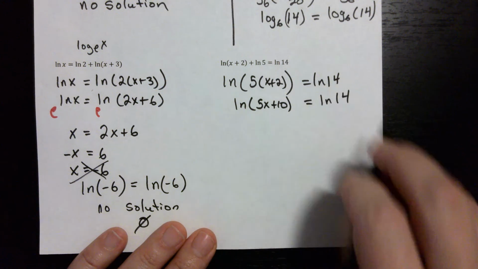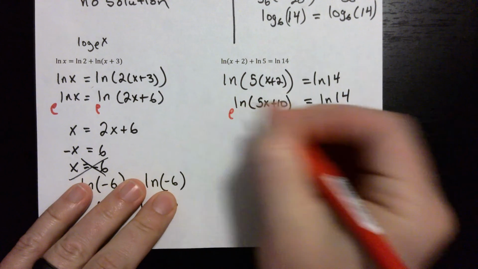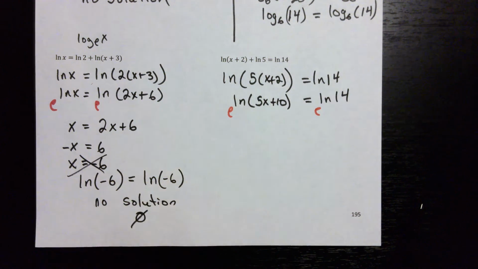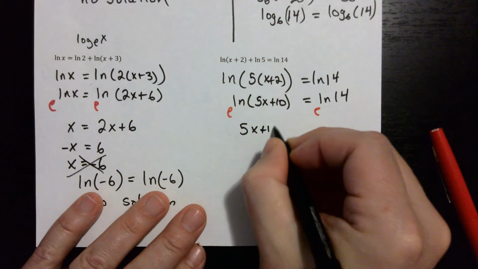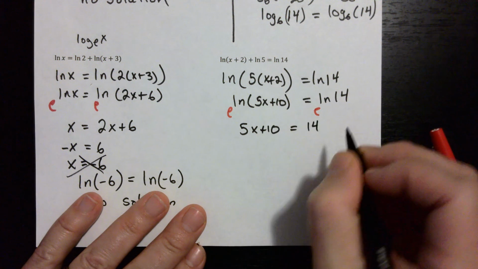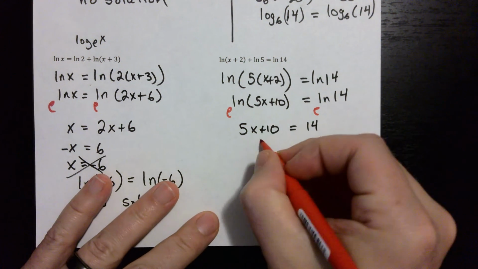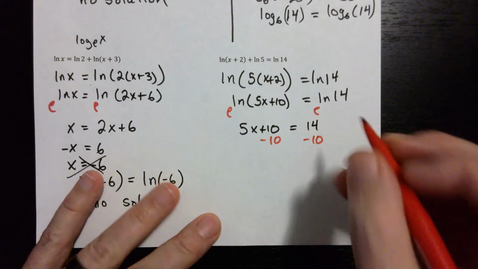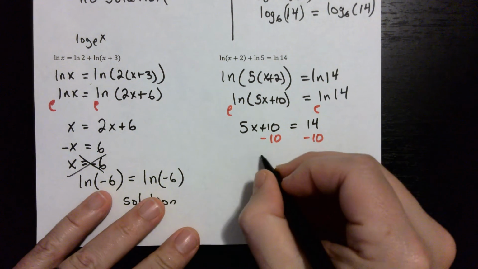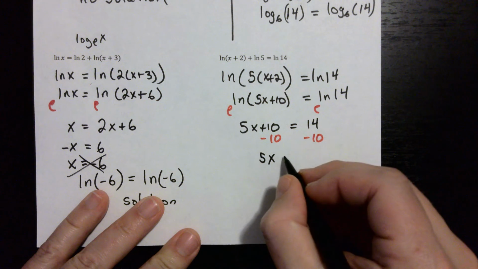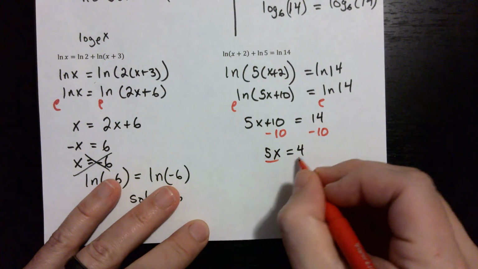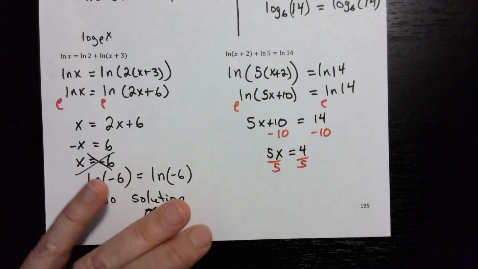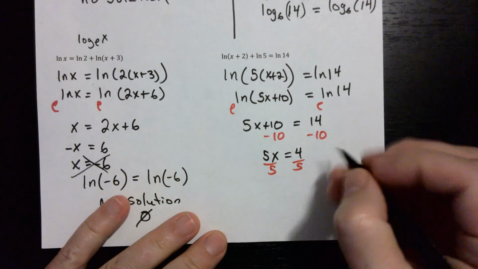So now we can e both sides, like we did the last problem. Apply e as a base to both sides, and it will cancel out to give us the inside, which is 5x plus 10 equals 14. I subtract the 10 from both sides, and that gives me 5x equals 4. And then I divide both sides by 5, and I get x is equal to 4 over 5.